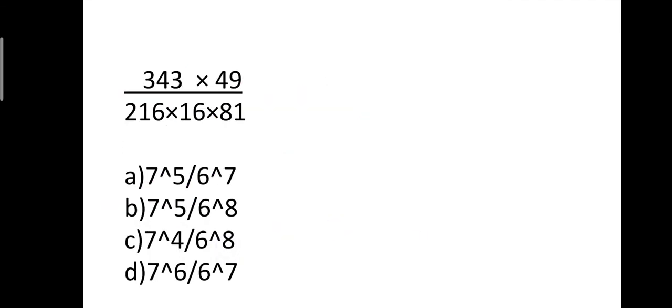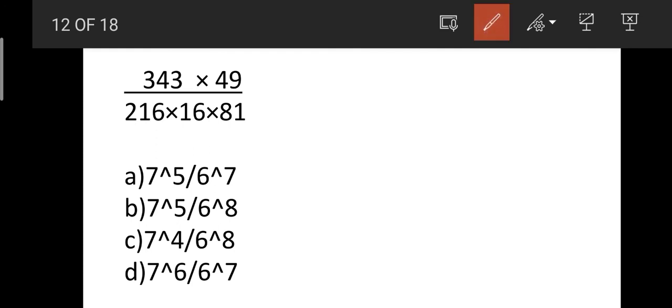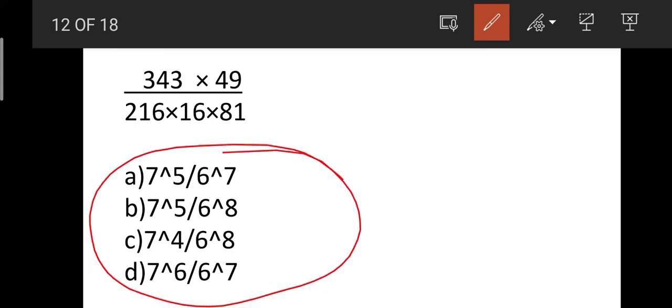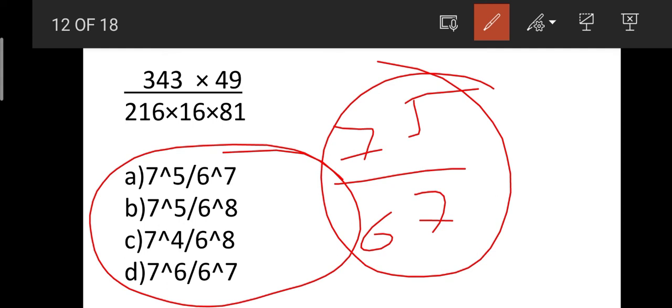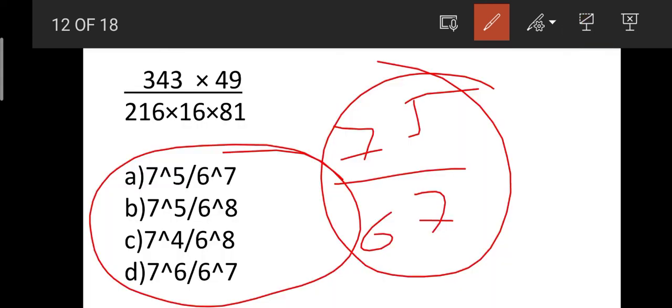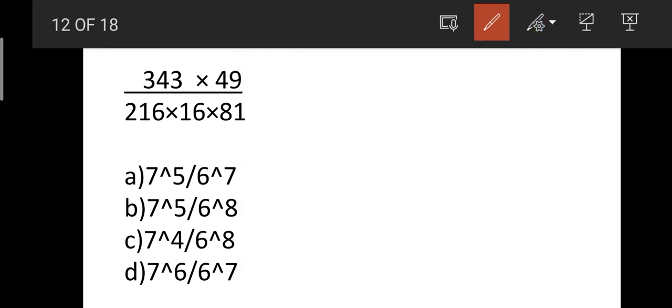See friends, this is also a very easy question if you have known the squares and cubes. Okay, now see, is it needed to calculate like 343 into 49? If you observe the options, they have given us 7 power 5 by 6 power 7 in powers, isn't it? Sometimes we may not be seeing our options and we may go for calculations like 343 into 49 in that way. But observe the options clearly, then you go for calculations.